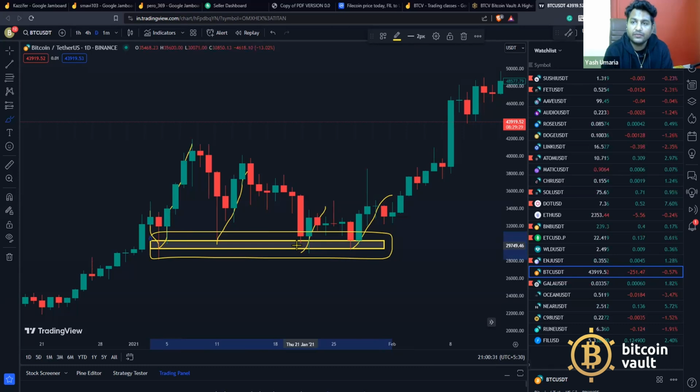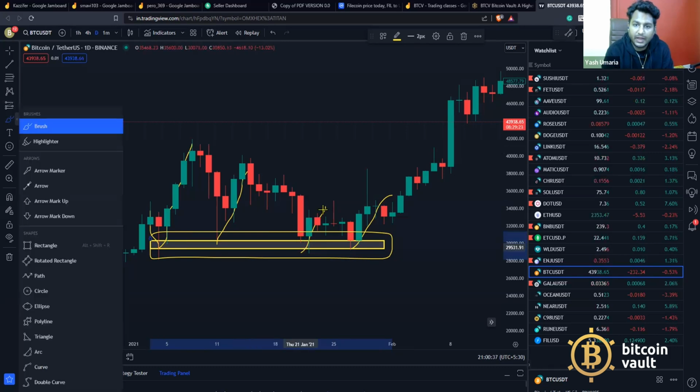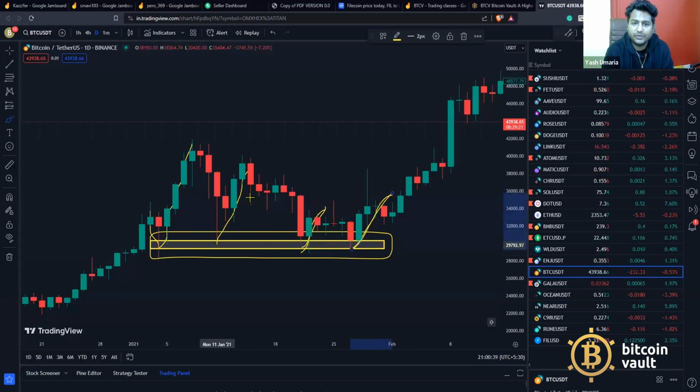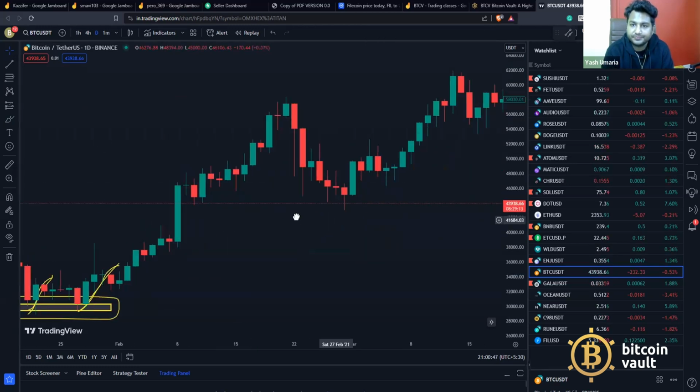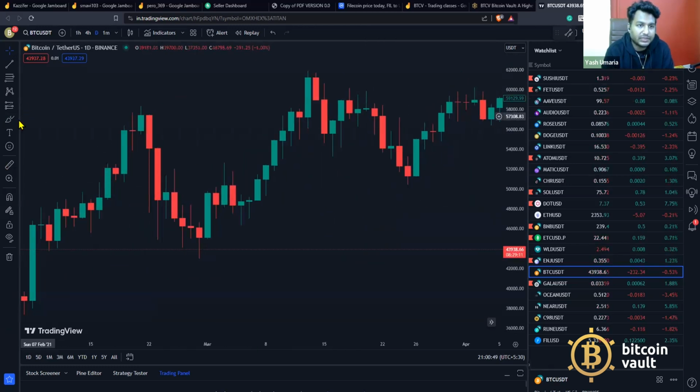Okay. And when there are a good number of buyers who are supporting the price and the price is getting pushed back up again and again, or just even one time, let's say, you can call that zone a support zone. Okay. Let me show you more examples of this. So now this is also a support zone.